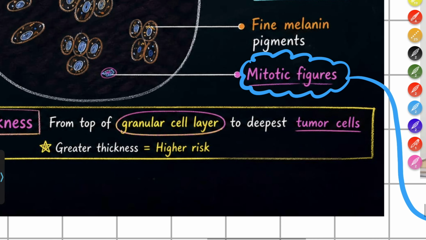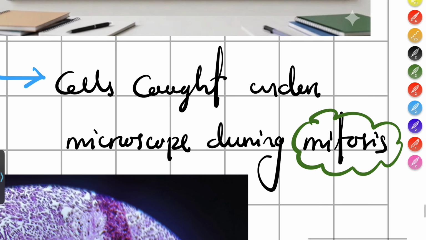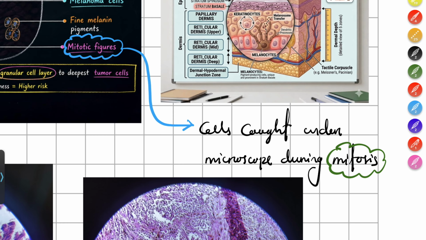So what are mitotic figures? These are the cells that are caught under the microscope during mitosis. As we know, melanoma is a malignant tumor. As it is a malignant tumor, its feature is rapid division. So due to rapid division, it undergoes rapid mitosis, and due to this, cells are caught under the microscope, which is called a mitotic figure.